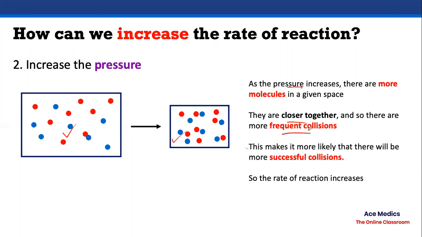So there are more frequent collisions. There's more chance that these can collide together more. And this makes it more likely that there will be successful collisions, meaning that they will collide with activation energy. Therefore, the rate of reaction increases.